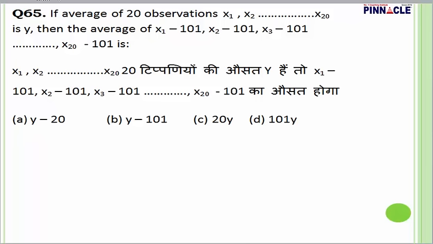Next question, question number 65. If the average of 20 observations x1, x2 and so on is y, then what is the average of x1 minus 101, x2 minus 101, x3 minus 101, up to x100 minus 101? In such a question, in every observation 101 is subtracted. So in the average also, in the final answer, we have to subtract 101 from y. Because it is subtracted 20 times, when we divide by 20 we will have only 101. So the answer is B.